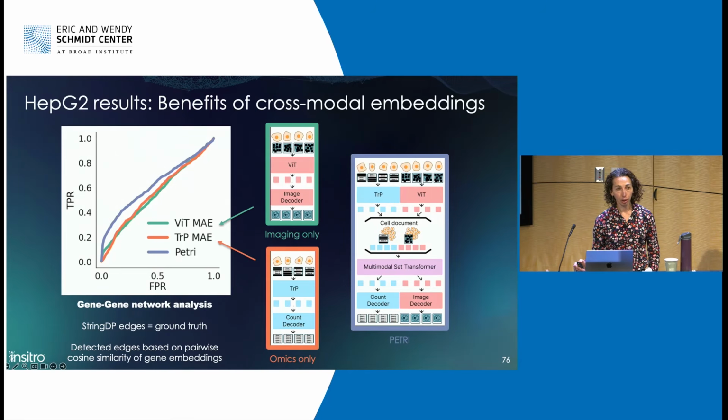Okay, so to start, in order to show some of the benefits of this cross-modal embedding, what we're doing here is we're comparing performance to unimodal baselines, and we're looking at detection of StringDB edges. And what we see is that the Petri model has increased detection or performance of these edges at all false positive rates.